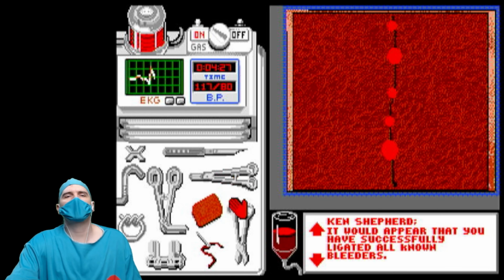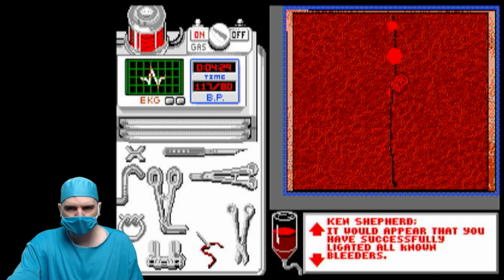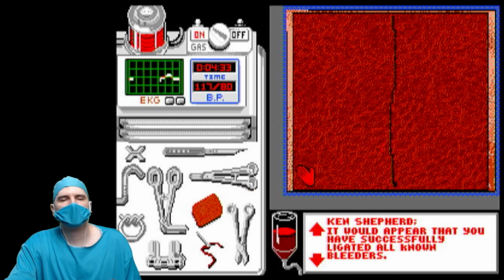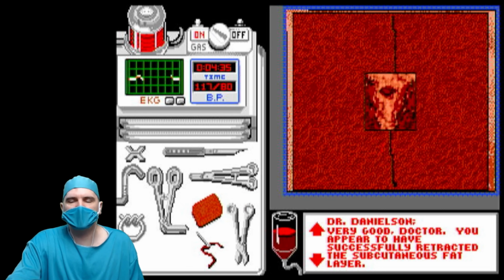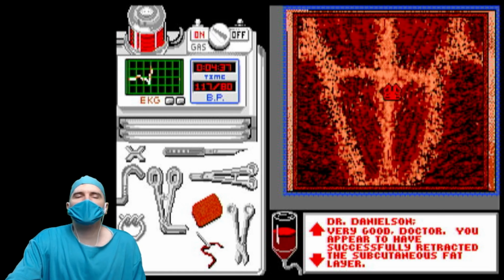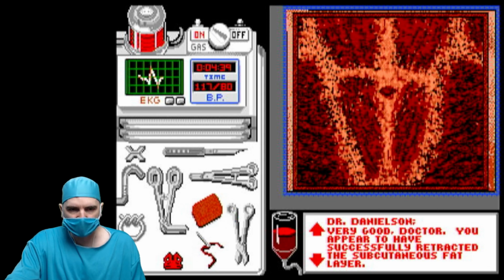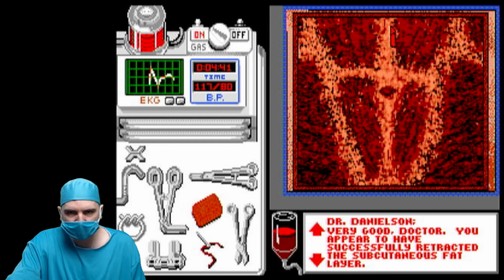Take your time, no rush. Wipe away the excess blood, keep it nice and neat. Well, as neat as it can be. The lines aren't exactly straight. Right, this one should provide us with the subcutaneous fat layer. You appear to have successfully retracted it. Not providing any bleeders. Just a cut from the top to the bottom. We've got to keep it quite close to these lines, otherwise we could have some problems later on.